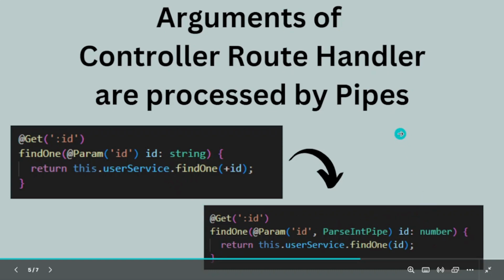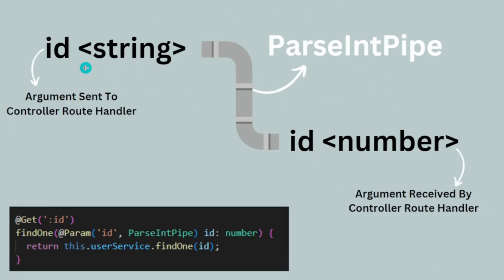Let's look at it graphically. As you can see, the argument which was sent by a user to a controller route handler was sent as a string. But when we passed it through a pipe, which is ParseIntPipe, then this id of type string is converted to a type of number, and then this is received by the route handler.